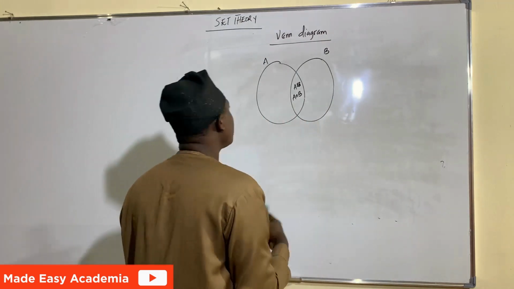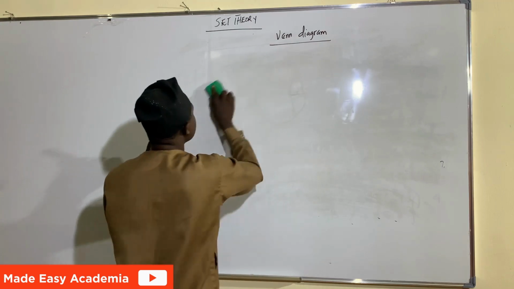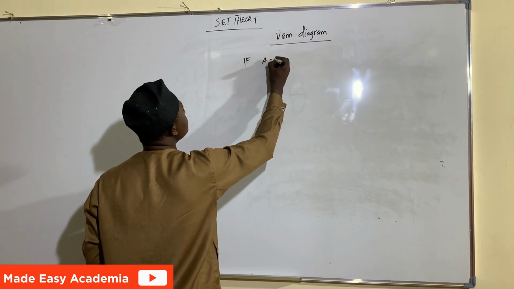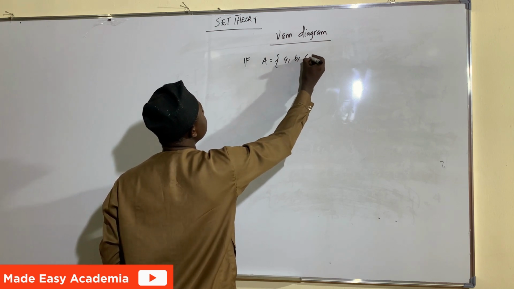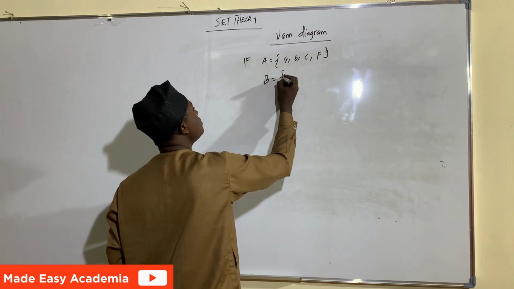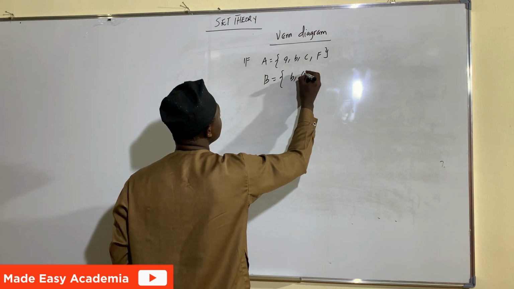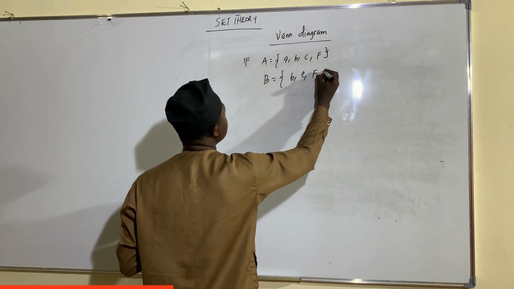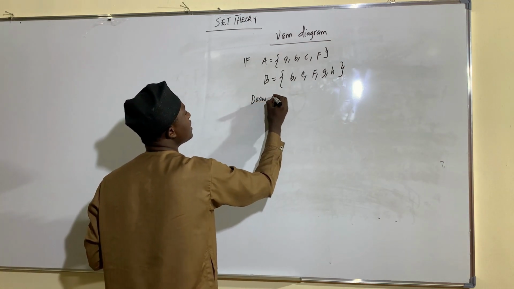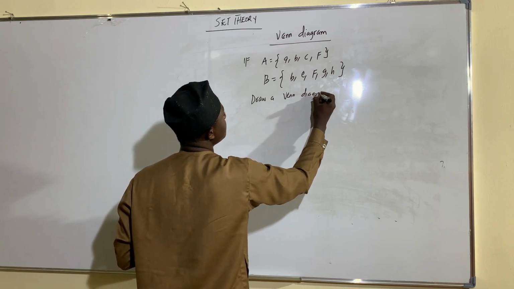So now let's see a clear example. That one is simple and straightforward. Let's say A is equal to {A, B, C, F}. And let's say B is equal to {B, E, F, G, H}. You are asked to draw a Venn diagram.